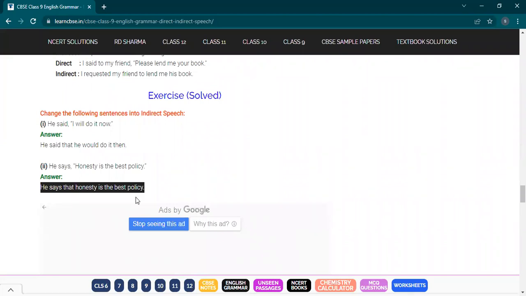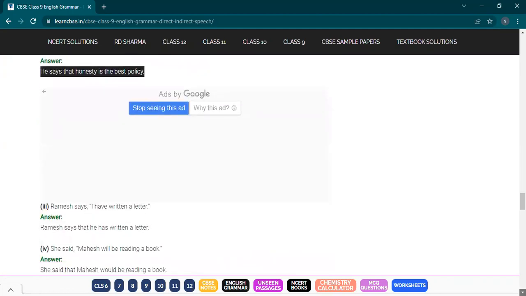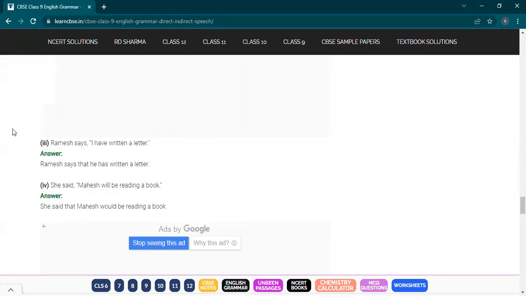Raise your hands. Only two students are raising hands. What about others? Very easy it is. Okay, Riyanshika, speak. Ma'am, because it is a universal fact. Yes, it is a universal phenomenon, or you can say some rule. When we talk about universal principles, habitual actions, such kind of things, then there is no change in the tense.